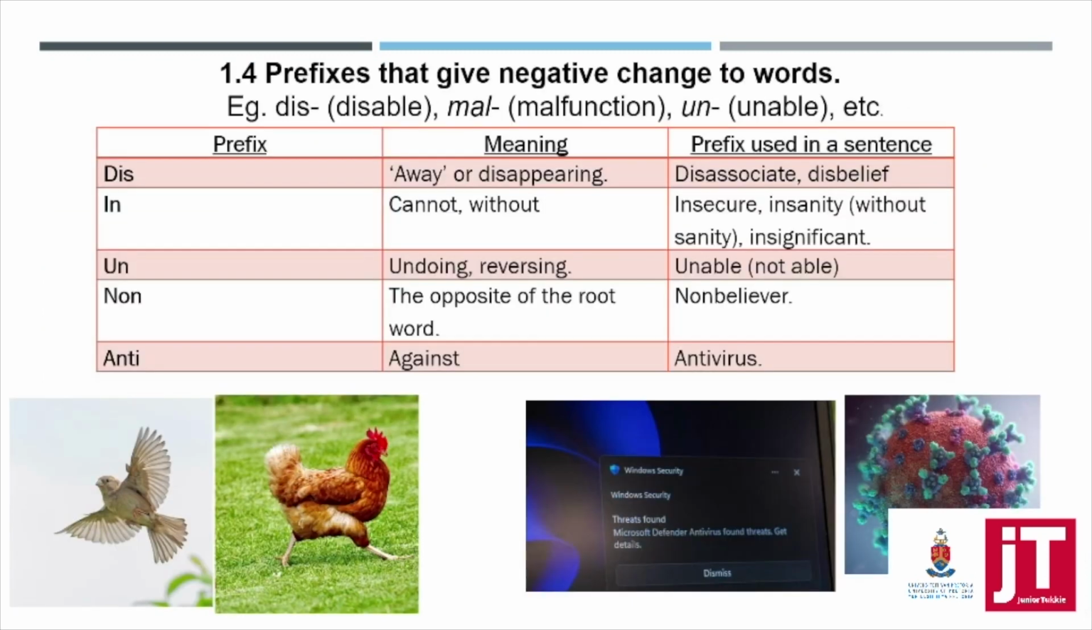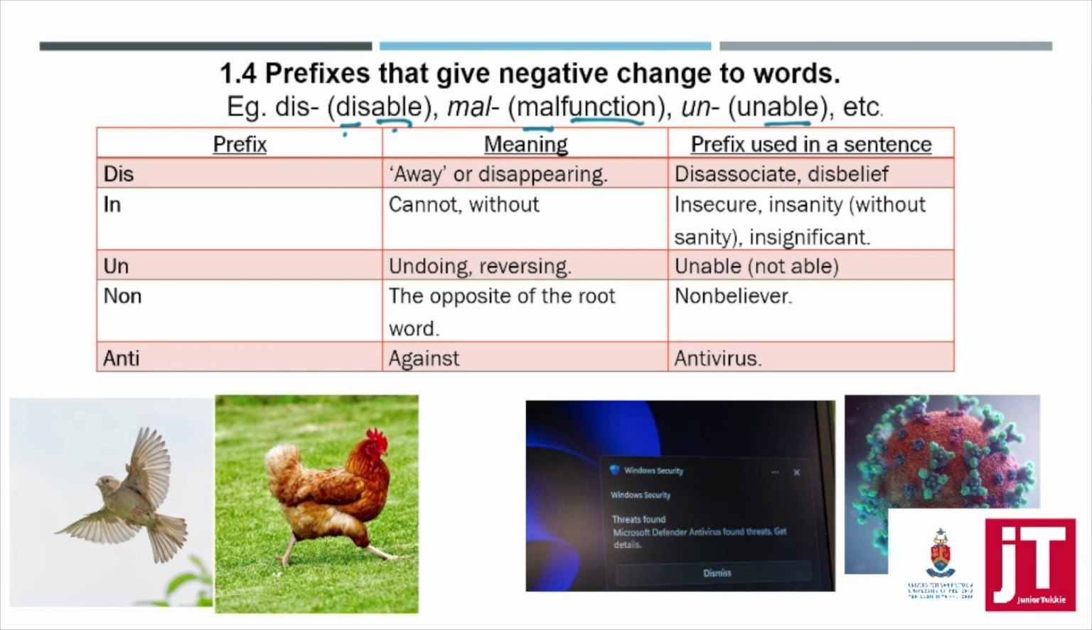And our last group of prefixes, number 1.4, are prefixes that give negative changes to words. For example, dis becomes disable. Okay, sorry. Able becomes disable. Once I was able to, now I can't. Function becomes malfunction. Once I was functioning, now I don't. Able becomes unable. Okay, once I was able to, now I cannot. Let's look at this in more detail.